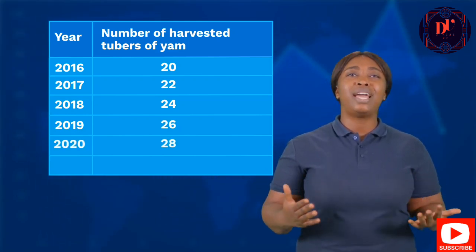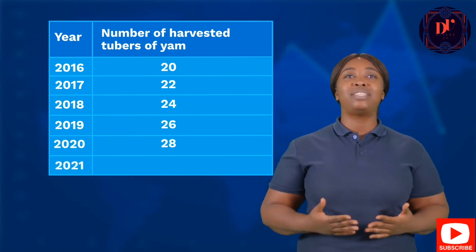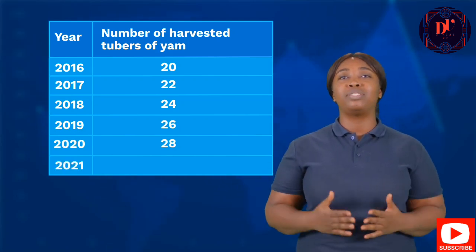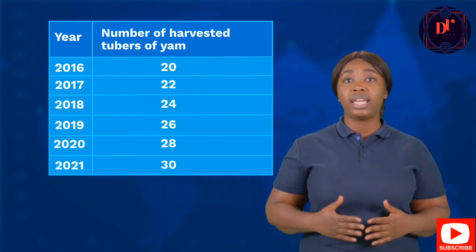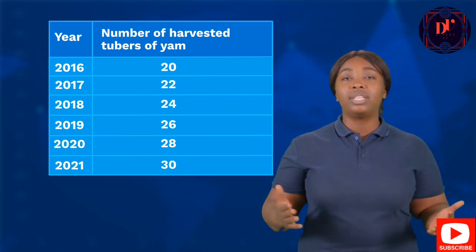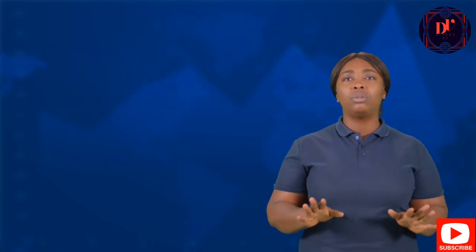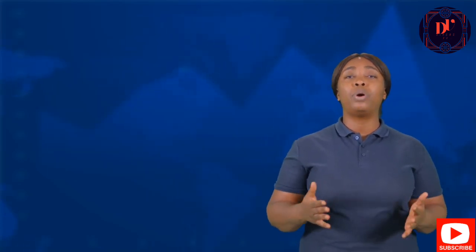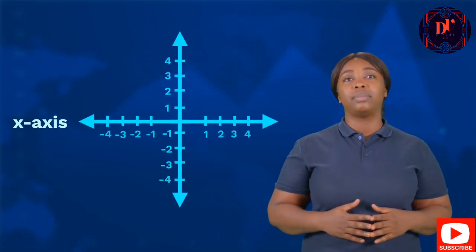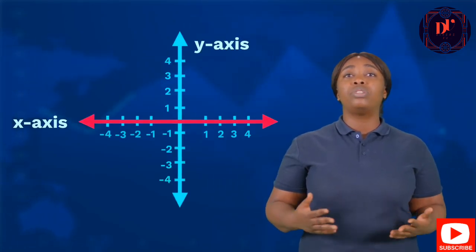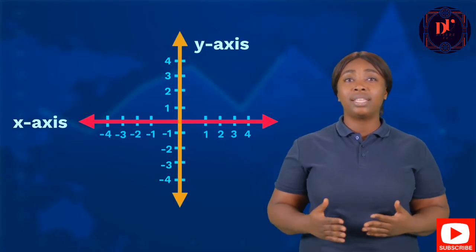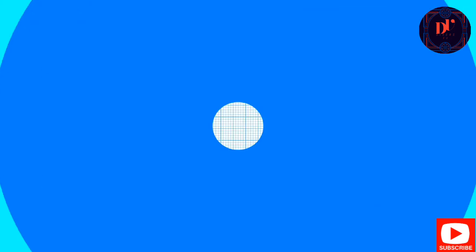And in 2021, we harvested 30 tubers of yam. Using this data, we're able to draw the line graph. But first of all, we need to know and take points of X and Y axis. The x-axis is the horizontal axis and the y-axis is the vertical axis.